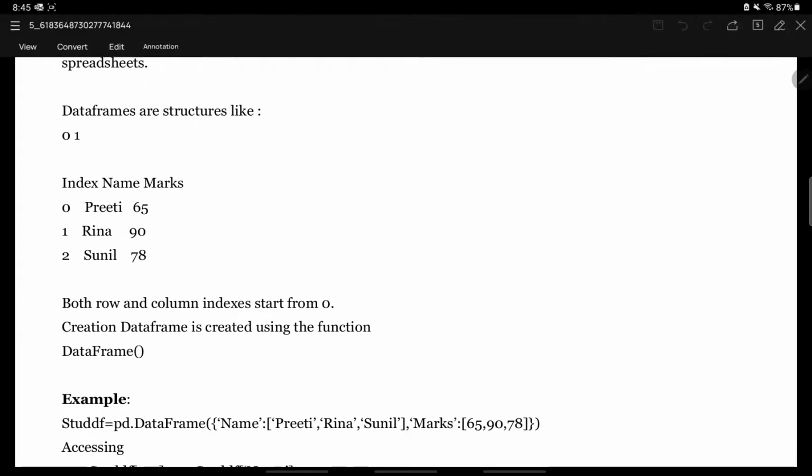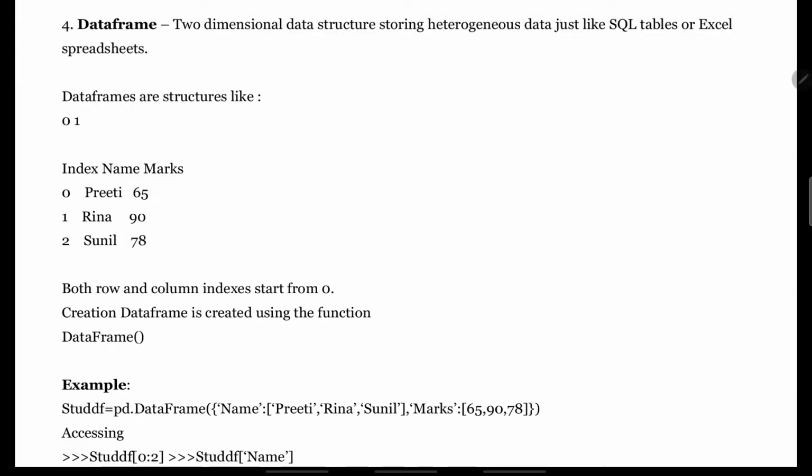Now let's come to data frame. Now what is a data frame? A data frame is basically a two-dimensional structure. Okay, it is a two-dimensional data structure which stores heterogeneous data types. So in case of series, it was a one-dimensional data structure, but a data frame is two-dimensional. Series was holding homogeneous data type and a data frame holds heterogeneous data types. So a data frame is just like your SQL tables or your Excel spreadsheets.